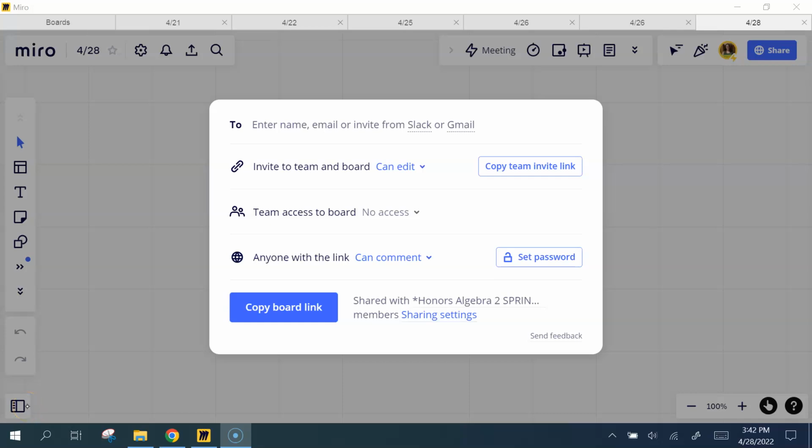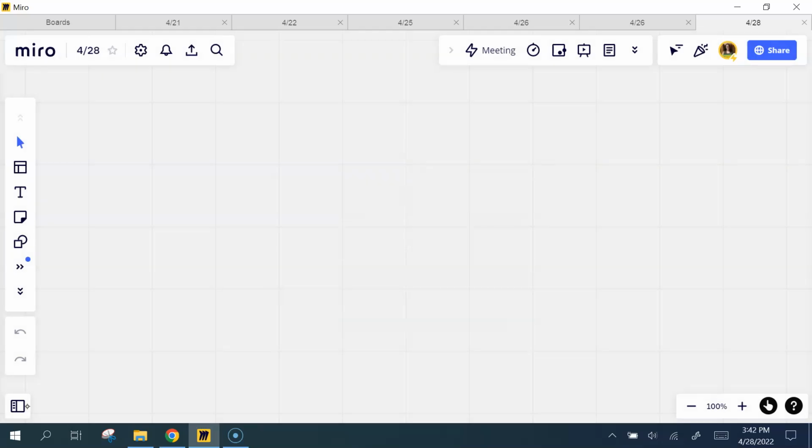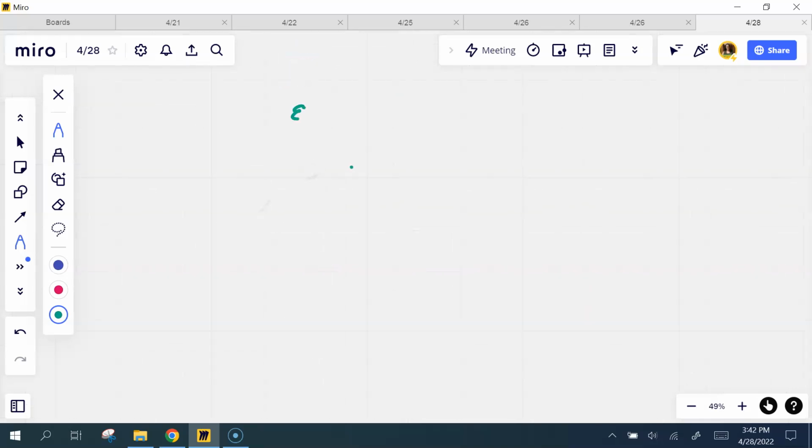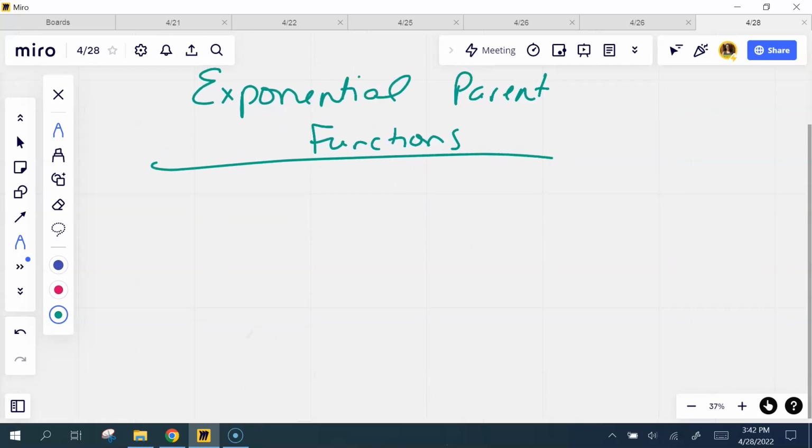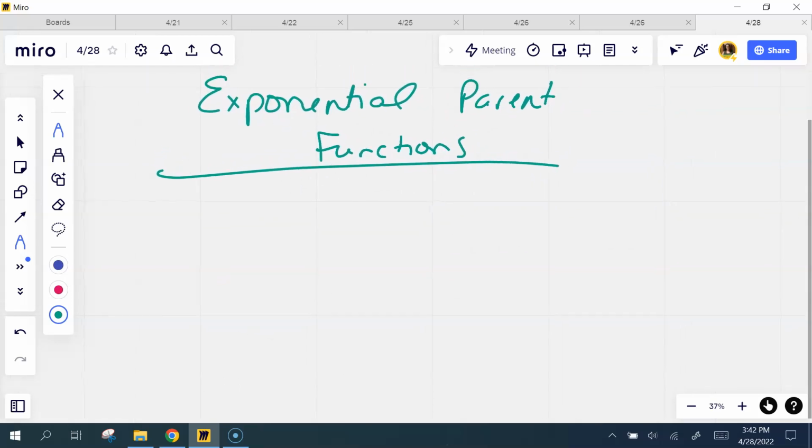All right, so we're talking about exponential functions, specifically exponential growth and decay. So to start with, let's talk about what the exponential parent function looks like. You may remember whenever we did parent functions, we did talk briefly about exponentials. If you don't remember, that's okay. I am going to refresh you.